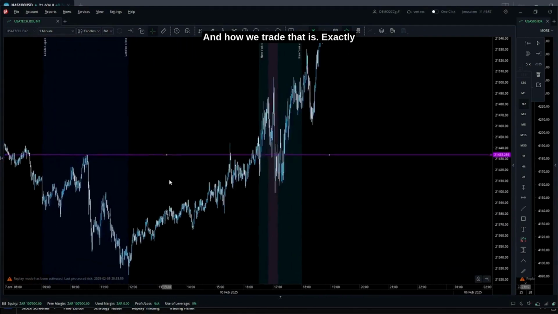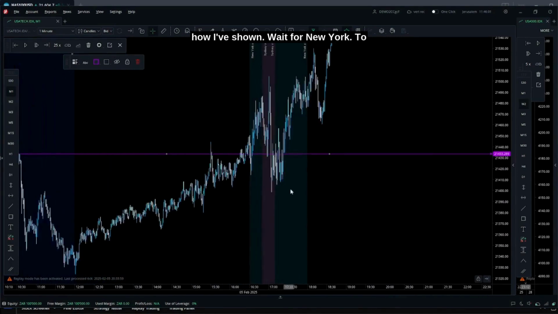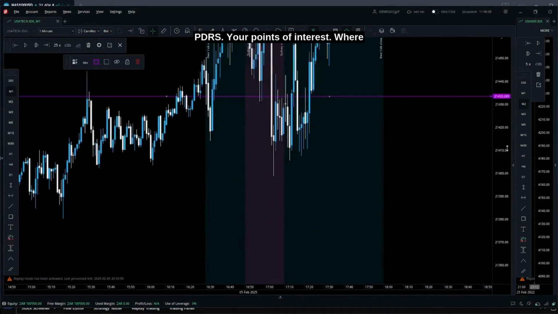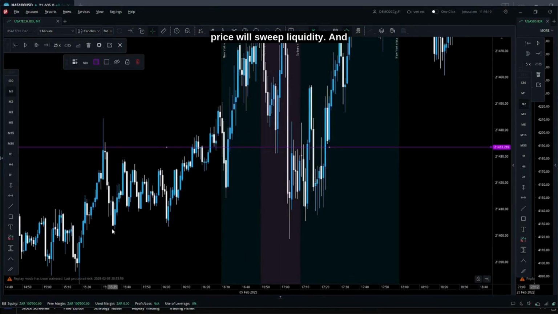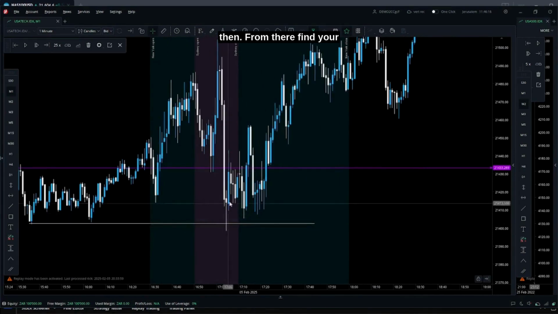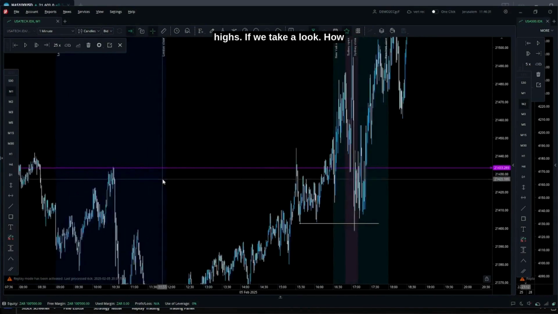And how we trade that is exactly how I've shown. Wait for New York to retrace into London. Find your PD arrays, your points of interest where price will sweep liquidity. And then from there, find your entry point targeting the highs.